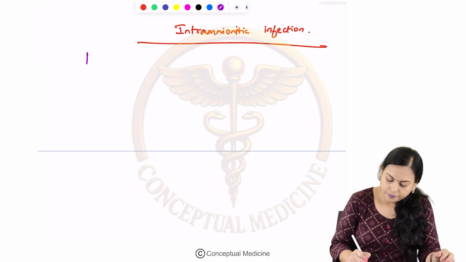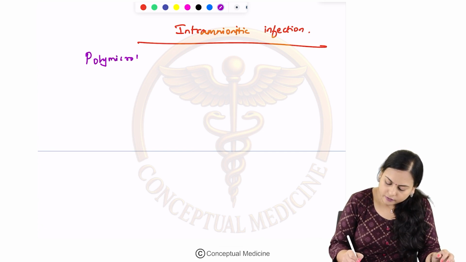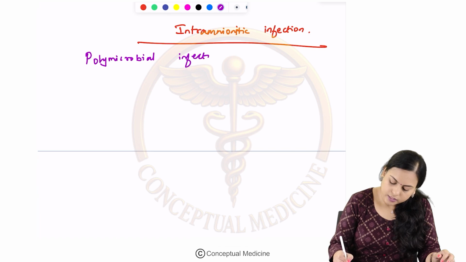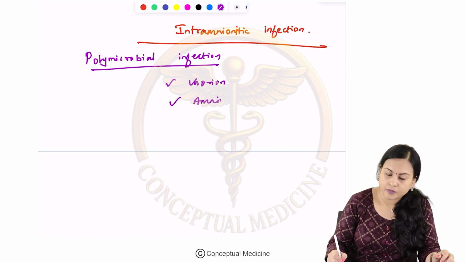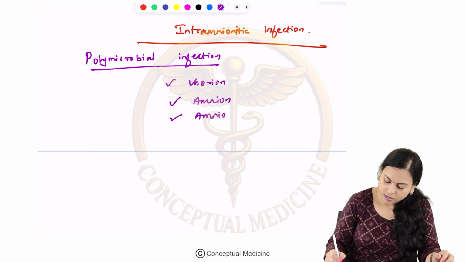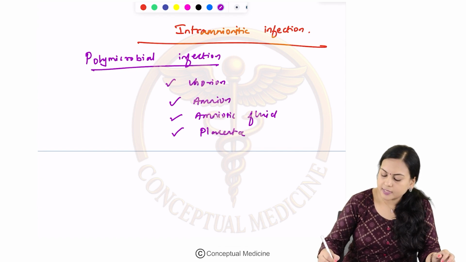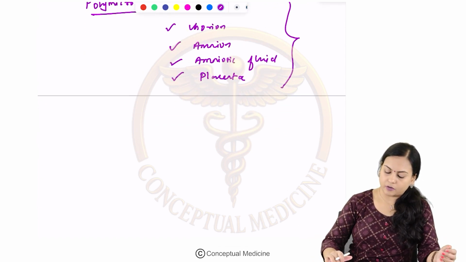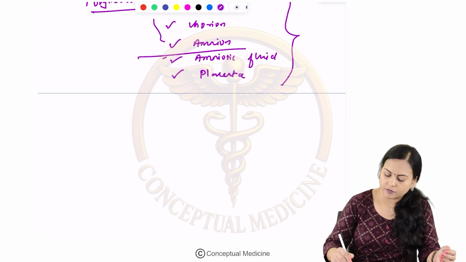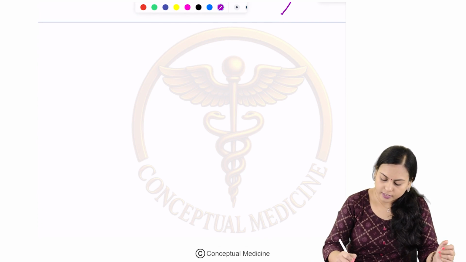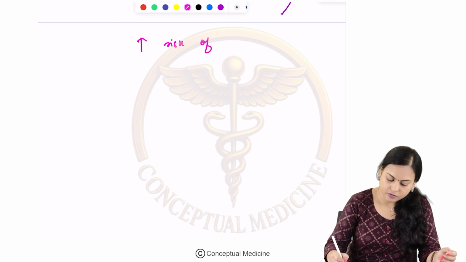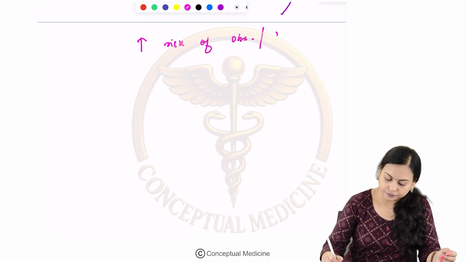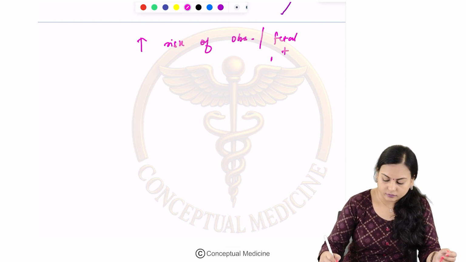See, this is a polymicrobial infection that is involving the fetal membranes, namely chorion, amnion, and this can also spread to the amniotic fluid and placenta. There can be isolated presentation or it can be combined also. Okay, so isolated presentation of the membranes, amniotic fluid or placenta, or it can be a combination of all these things also. And this will increase the risk of obstetric complications as well as fetal and even after birth the neonatal complications also.